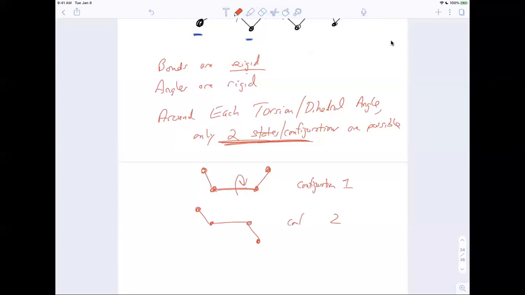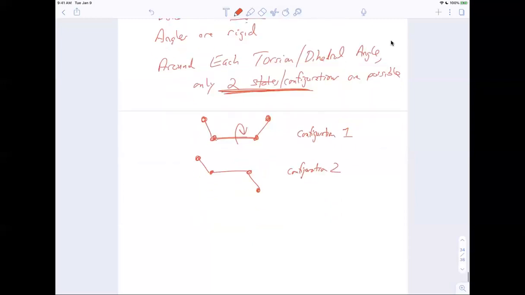Configuration 1, configuration 2. And of course, for configuration 2, these two would be equivalent, right? So I could have these two, okay? But they're just the trans. So around this torsion, there's only two states, whether they're on this guy or this guy, okay? So those are the only two states that are allowed for each torsion angle.